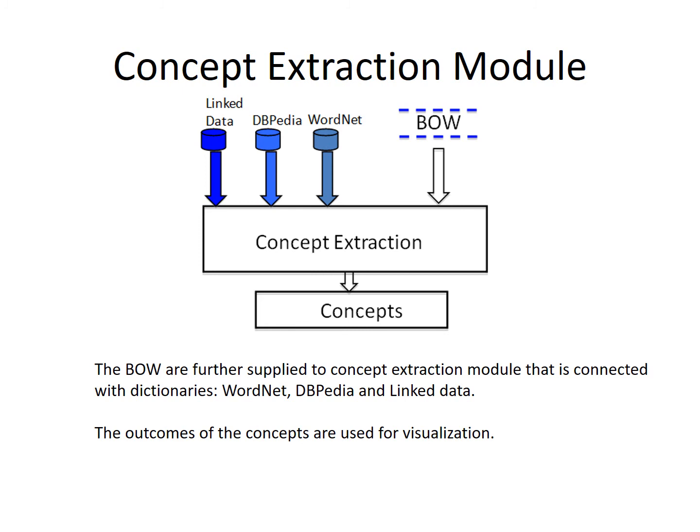The concept extraction module determines the meaning and concept of terms which have been processed at the mining manager. The bag of words is further supplied to the concept extraction module, as shown in the figure, that is connected with dictionaries, WordNet, DBpedia, and linked data to determine the meaning and concept for a given word of the bag of words. Each word in the bag of words undergoes the concept extraction process. The outcomes of the concepts are later used for visualization. In particular, the frequency of the concepts is measured for a given article or news story.